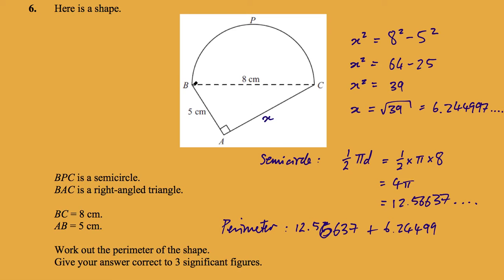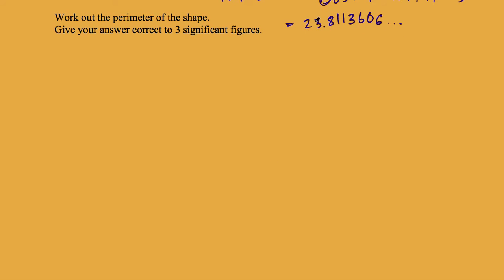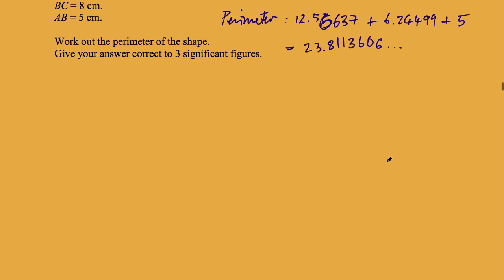which is this length here, x, plus 5, the remaining side of the triangle, and that equals 23.8113606. So to 3 significant figures, I just look at the first 3 digits here, 23.8. And I don't need to round up because it's a 1 afterwards, so 23.8 centimeters is the perimeter.